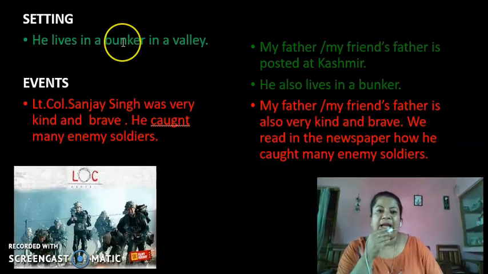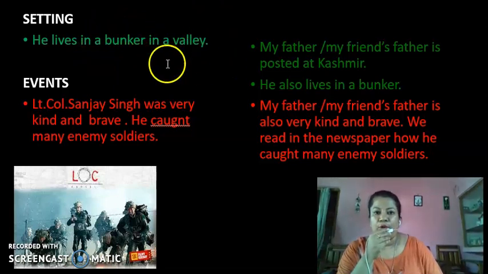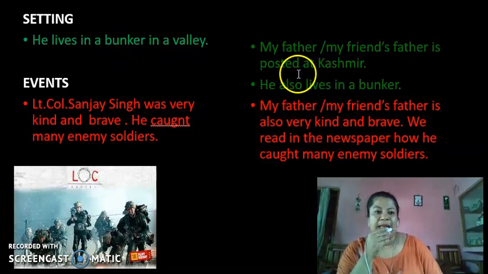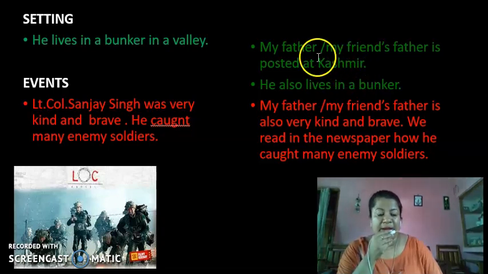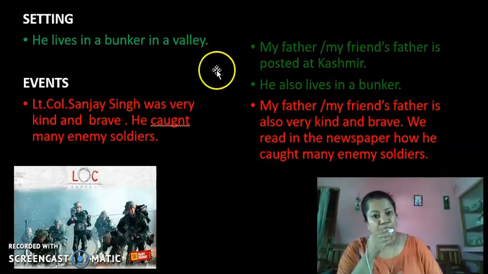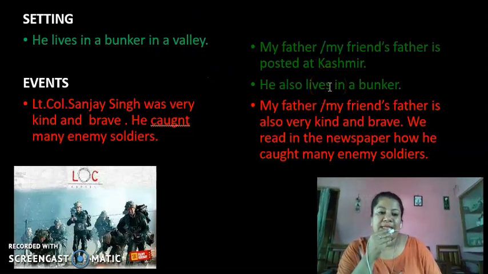Now we know that Geeta's father, the lieutenant, lives in a bunker in a valley. Now we all know what a valley is, and we all know what a bunker is. So you can also say, my friend's father works in the army. He's posted in Kashmir, and he also lives in a valley. Or you can say that you have seen in the movies, or read in books, how soldiers live in bunkers, and they are also posted in hilly regions.